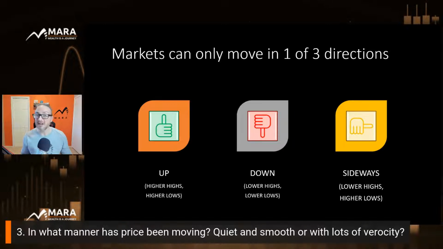For a downtrend, it's going to be a series of lower highs and lower lows, and sideways is kind of a mess, right? It's not moving higher, it's not moving lower. You have lower highs, you have higher lows. It's kind of all over the place. It could be choppy, which it tends to be, or it could be tight and controlled too, which sometimes we'll see on a price chart, particularly of a stock. So those are the three main things that price can do.